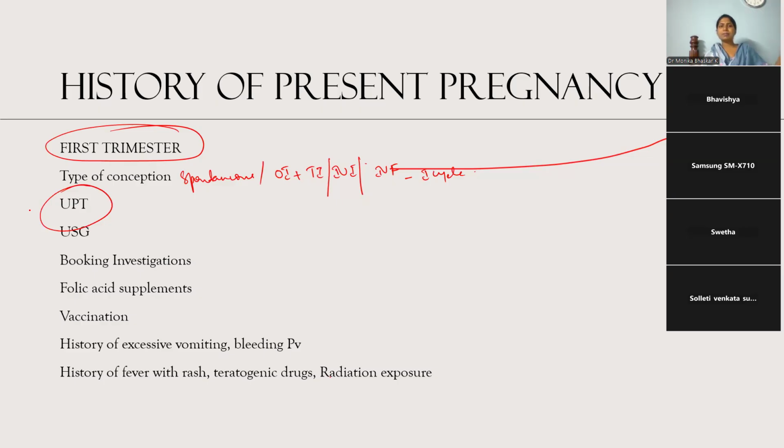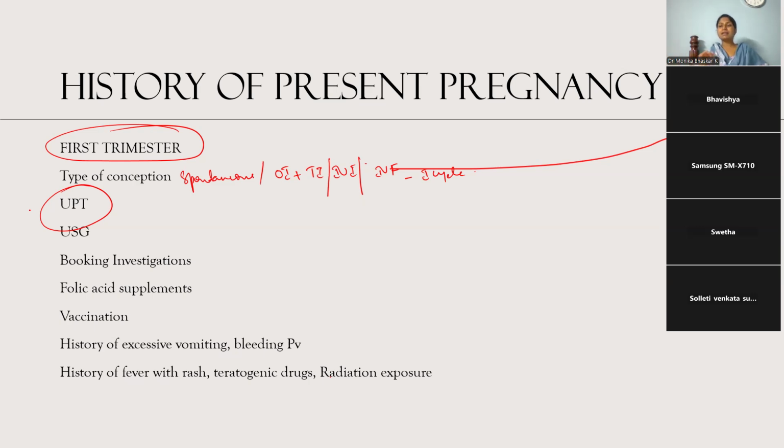So she might tell, I missed my period. So 1 week after my missed period, I did a UPT. It was positive. So I came to the hospital. So always when you mention the UPT, you have to tell pregnancy was diagnosed, or she did her UPT at 1.5 months of amenorrhea and it was said to be positive.